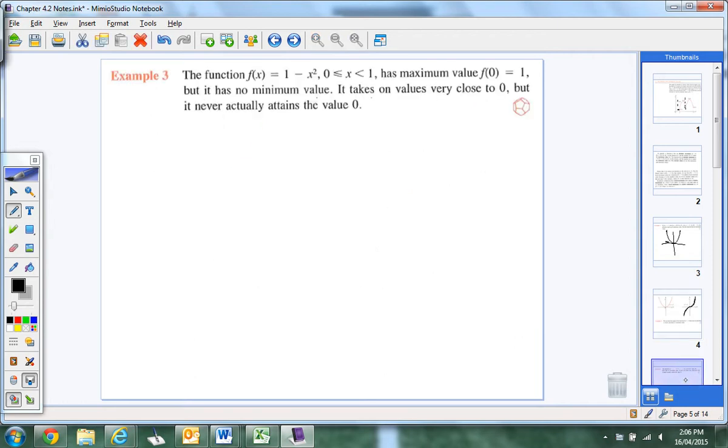So, okay, example 3. The function 1 minus x squared, but between 0 included and 1. It has a maximum value at 0, 1, but it has no minimum value. It takes on values very close to 0, but it never actually attains the value 0. Why?